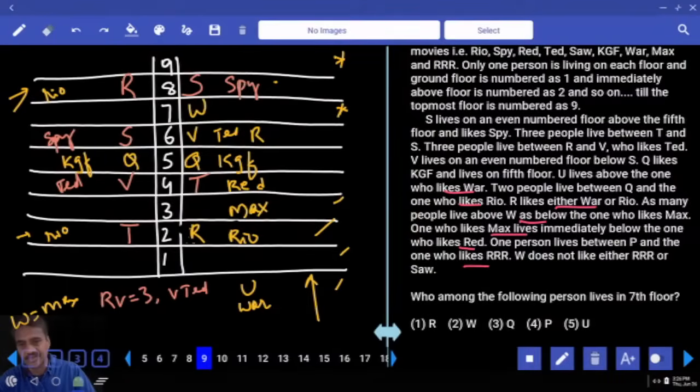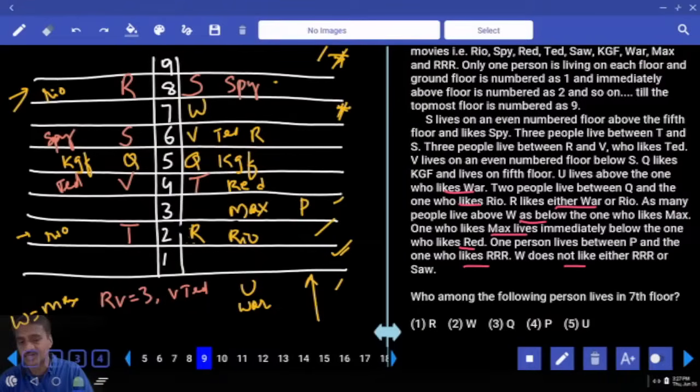Now between P and triple R, there must be exactly 1. Now P can be either here or here, 2 possibilities. Isn't it? Here it is not possible because 1 between P and triple R is not possible. Or you can have P at Max. P and triple R, there are 2 possibilities. W does not like triple R or SA. And triple R cannot be here.